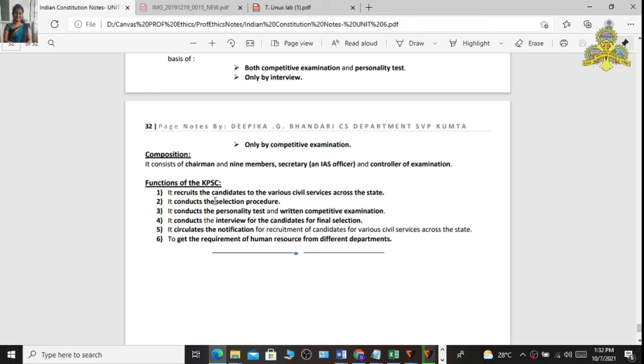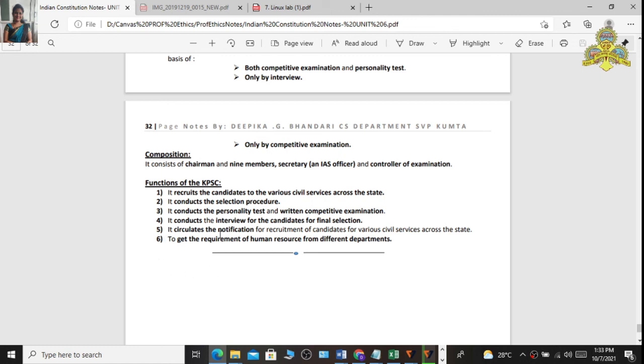It also conducts some personality tests, some interviews, and some written competitive examinations. It also conducts interview for the candidates for the final selection. Final selection is based on interviews or group discussions.